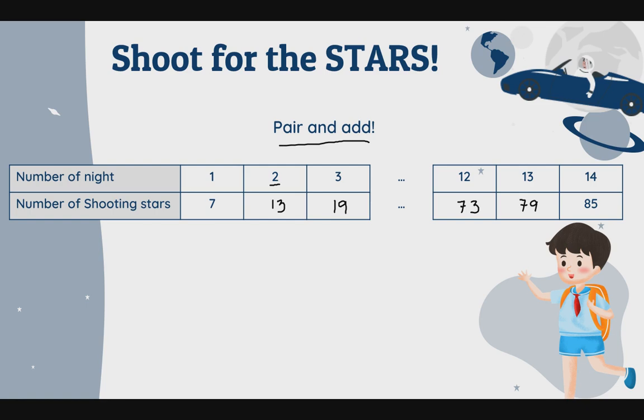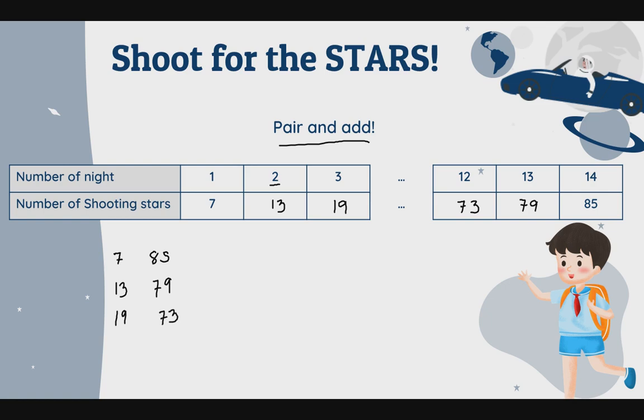Now, let's pair and add our data. First, let's pair the first and the last terms, which are 85 and 7, or 7 and 85. The second pair we have 13, and let's go to the second to the last term, which is 79. Third, we have 19, and its pair is 73, the third to the last term.